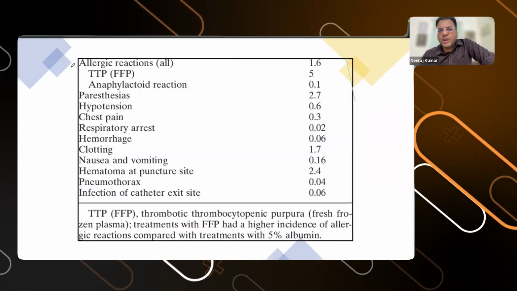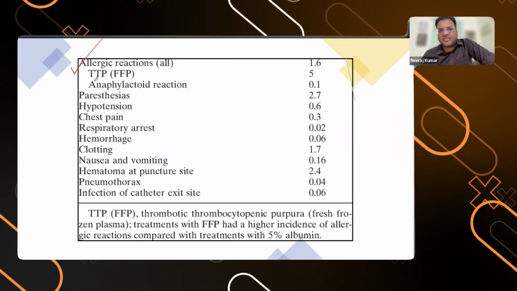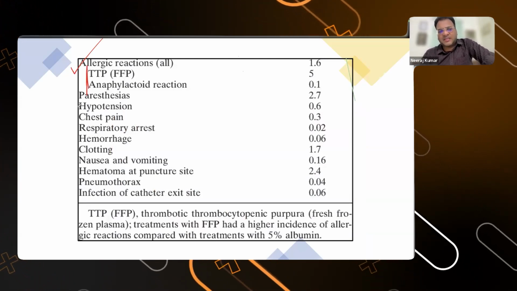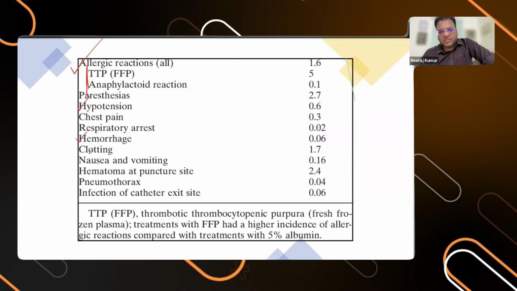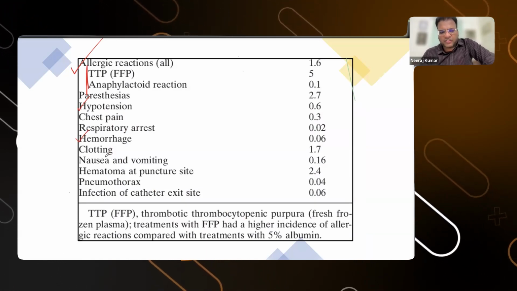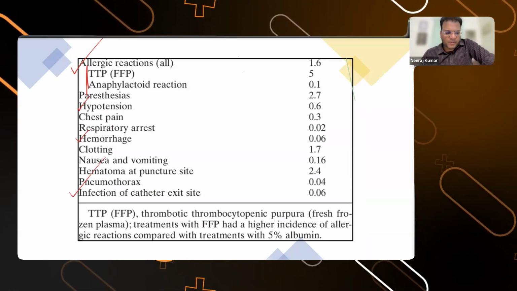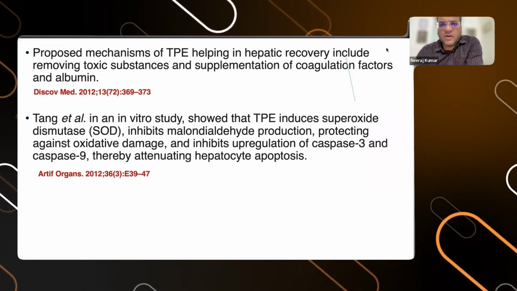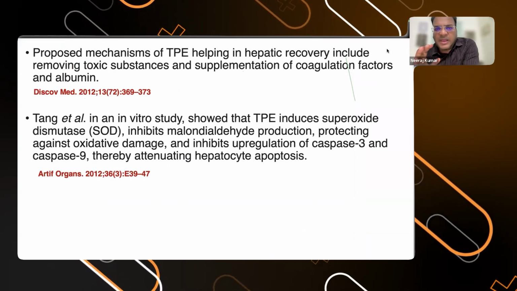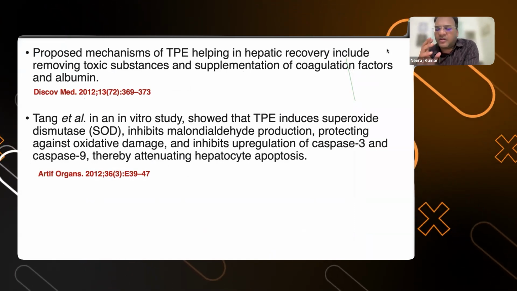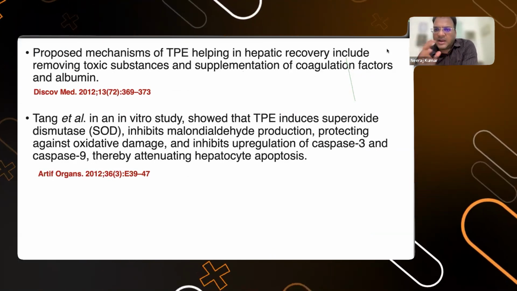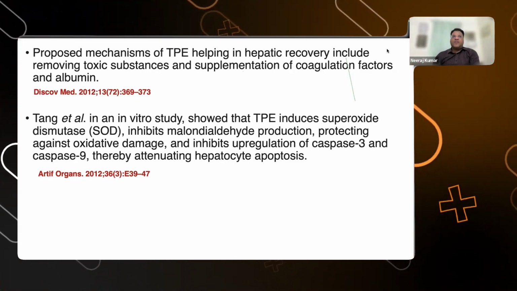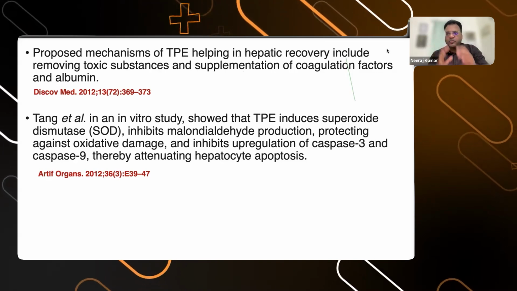These are a few of the problems that can happen: allergic reactions in the form of anaphylactoid reactions and TTP, and then paresthesia, hypotension, hemorrhage, clotting, hematoma, pneumothorax, infection. These are the adverse events. Now, coming to the proposed mechanism, one thing is that TPE helps in hepatic recovery because it removes toxic substances, and simultaneously you are supplementing with coagulation factors and albumin as well, many times, because it has to be given.